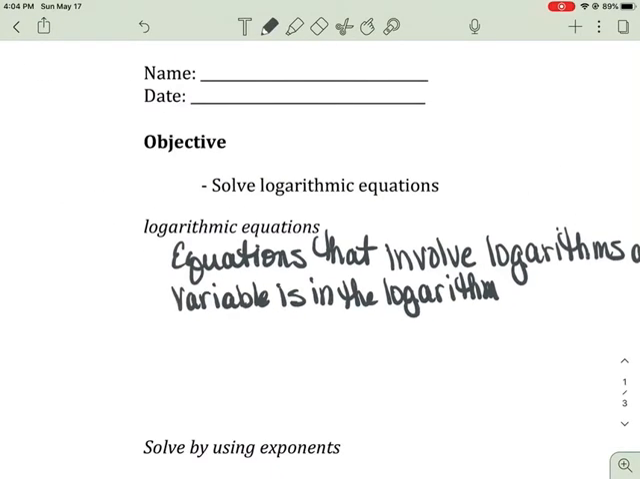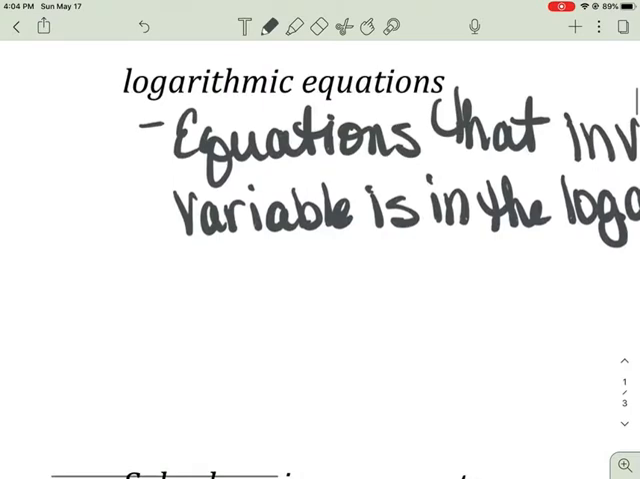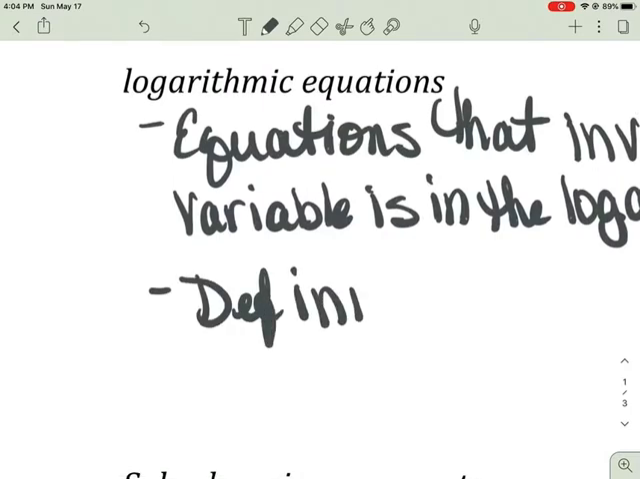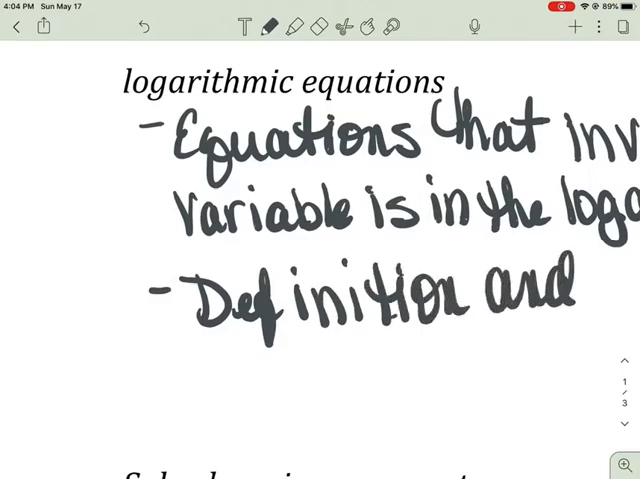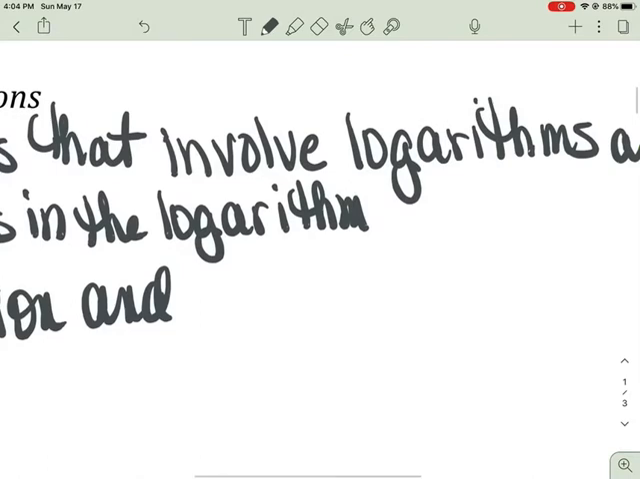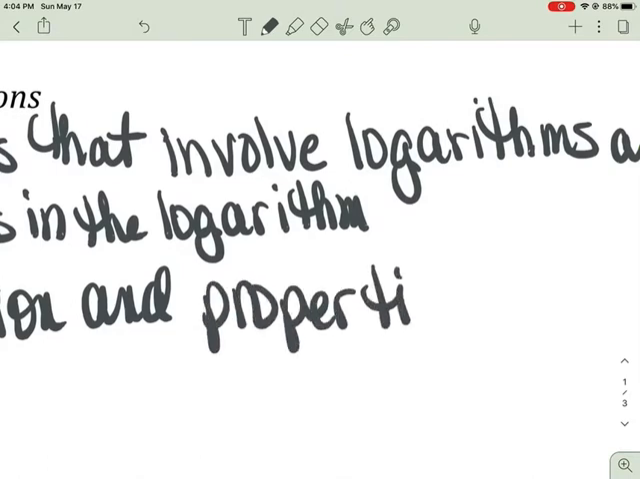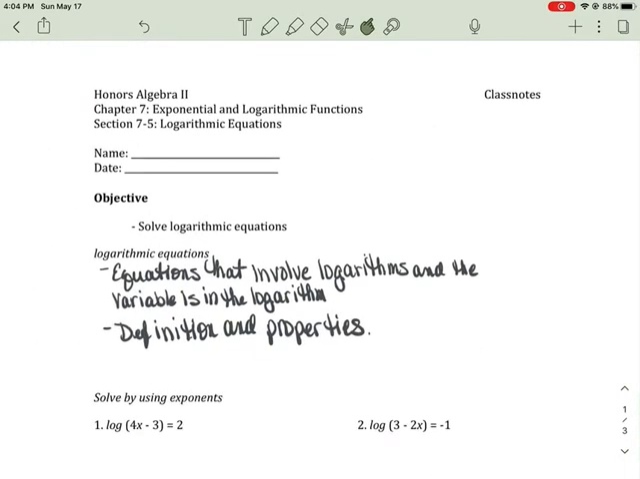All right, and the way we're going to do this is we're going to be using our properties and definitions. We're going to use the definition of logarithms and properties of logarithms. So we're going to use both those things to solve.